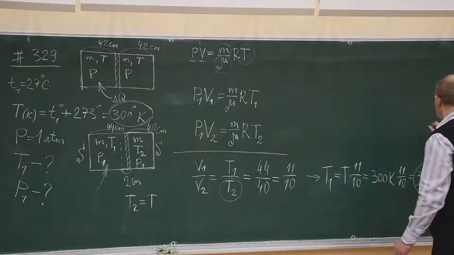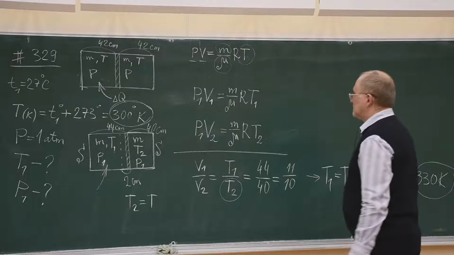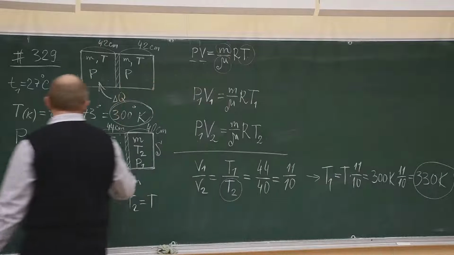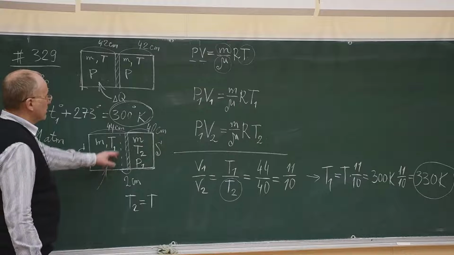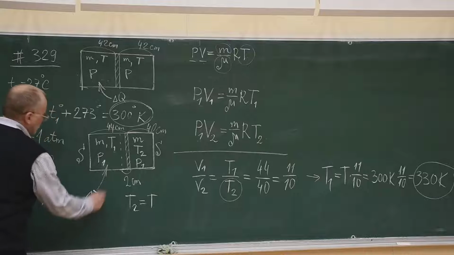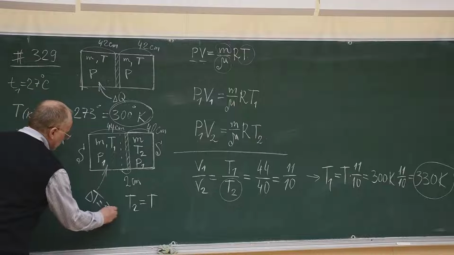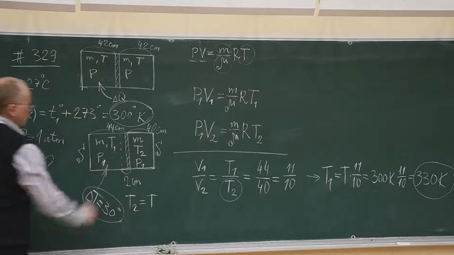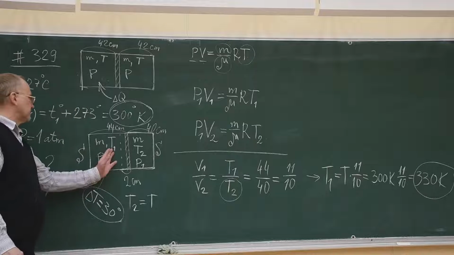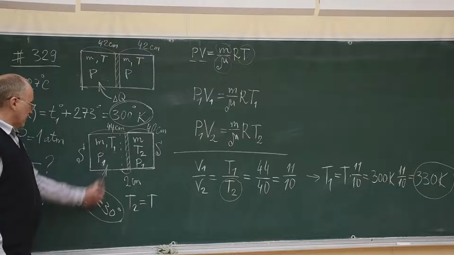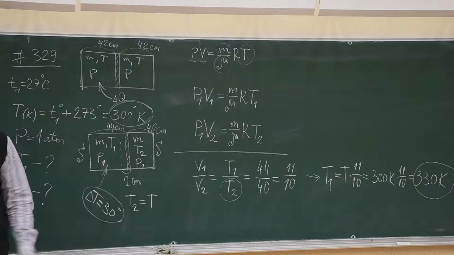That is the final temperature, T1, for the gas here. So we have found the final temperature, and the initial temperature was 300. So we know that we have to increase the temperature here by 30 degrees. The temperature difference is 30 degrees. When we heated the right-hand side part of this cylinder, the temperature must rise by 30 degrees.